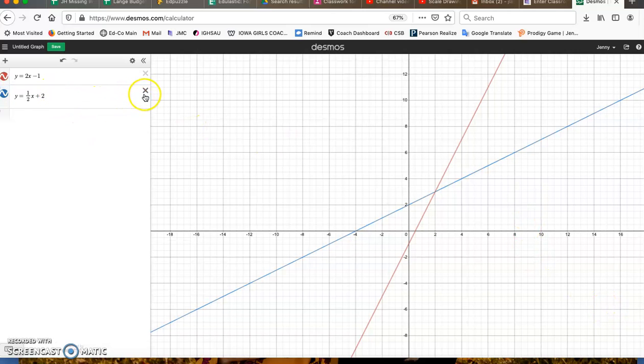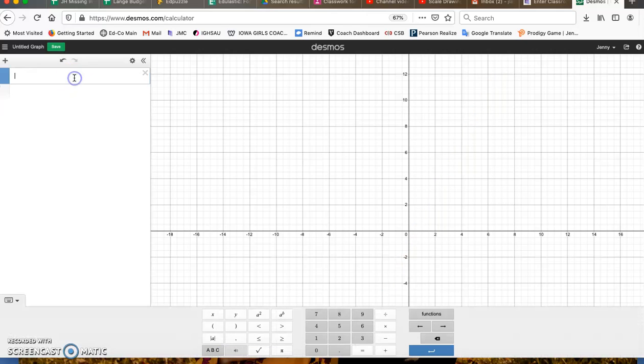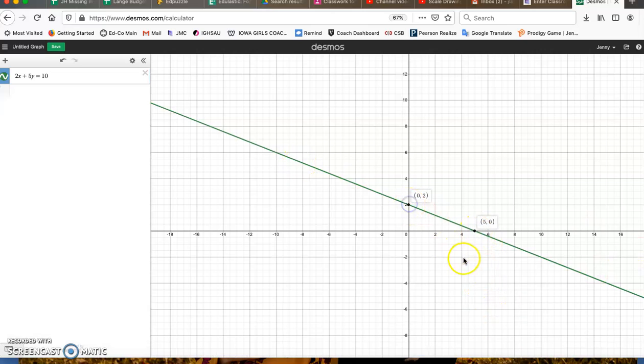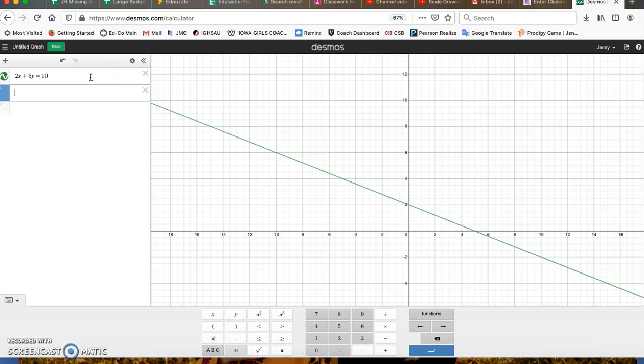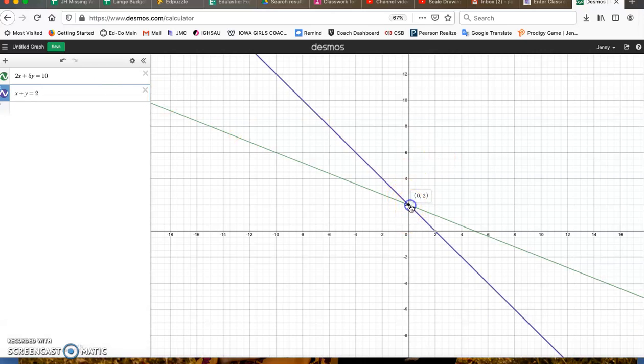The nice thing about Desmos is your lines do not have to be in slope-intercept form. I can put it in standard form. So 2x plus 5y equals 10. I don't have to worry about changing that to slope-intercept form. I can just type it right in and it'll still graph the line for me. And again, I have my x-intercept, my y-intercept, all that good stuff. And so x plus y equals 2. And there you go. There's our intersection point.